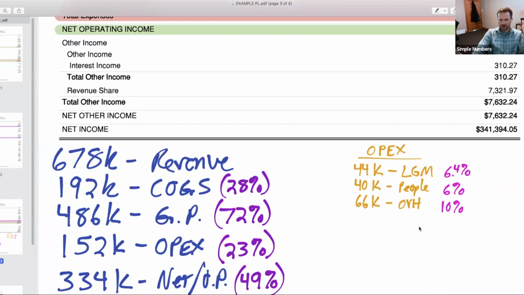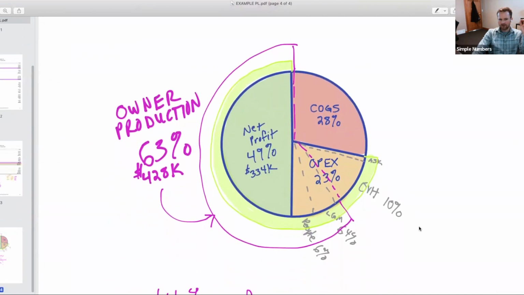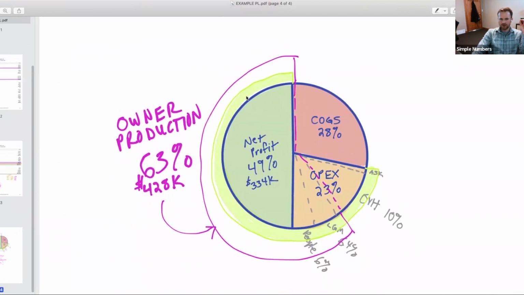I broke it down here in more of a graph form so you could see. The blue circle is the total revenue. That's $678,000. Then 28% of that in red went out in cost of goods sold. The orange was our operating expenses, broken down into the 3 categories: people, lead gen marketing, and overhead. And then the green area was the net profit and owner pay, which is 49%, $334,000.